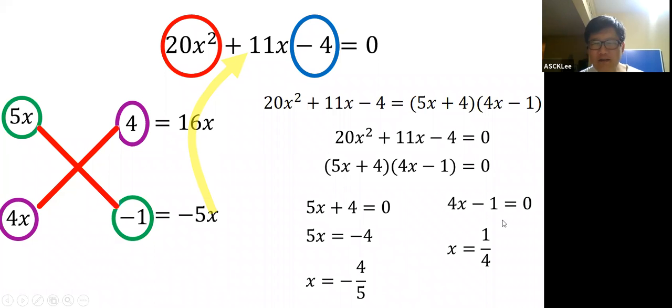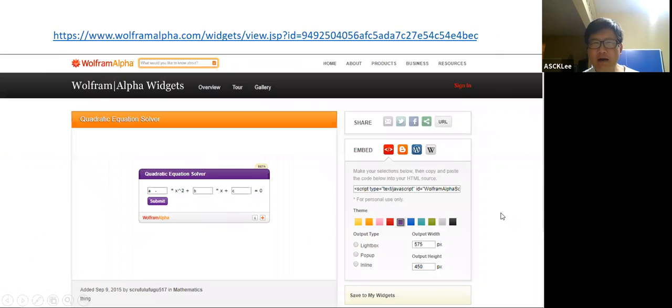Now, last of all, this is the last part. I think I've given you 11 or 12 worksheets because factorizing is something that you're going to do very often. Even at the university level, you have to factorize. Last week I showed you how to plot graphs using Google. Now this week I'm going to show you this thing called a quadratic equation solver by Wolfram.